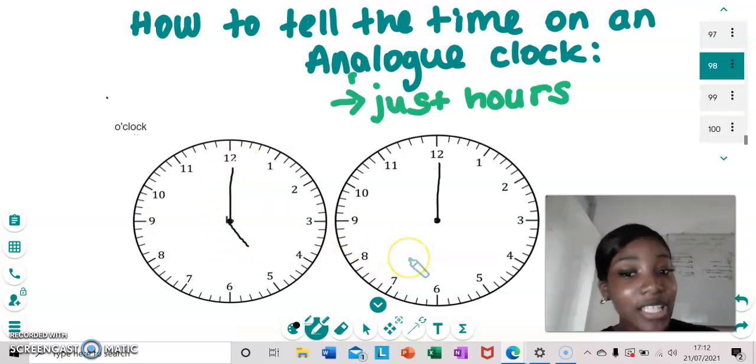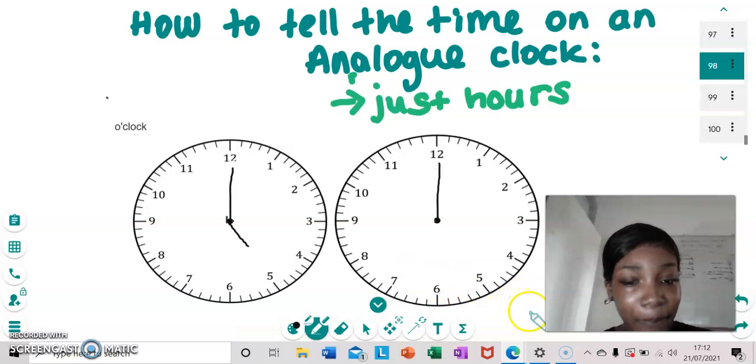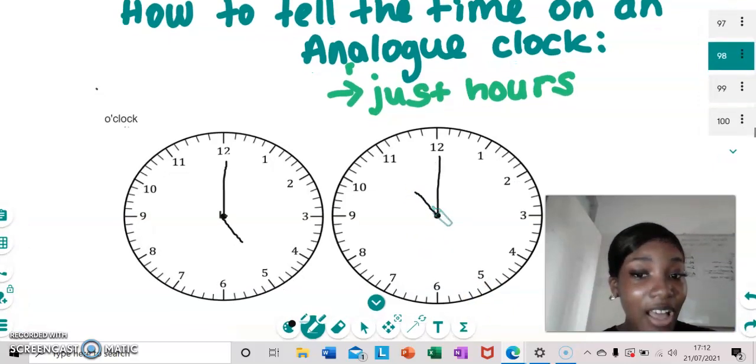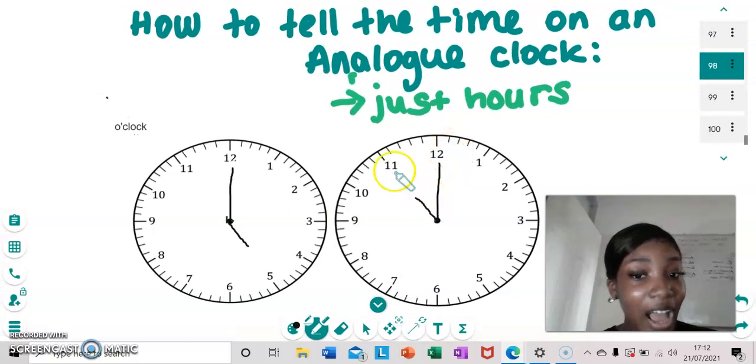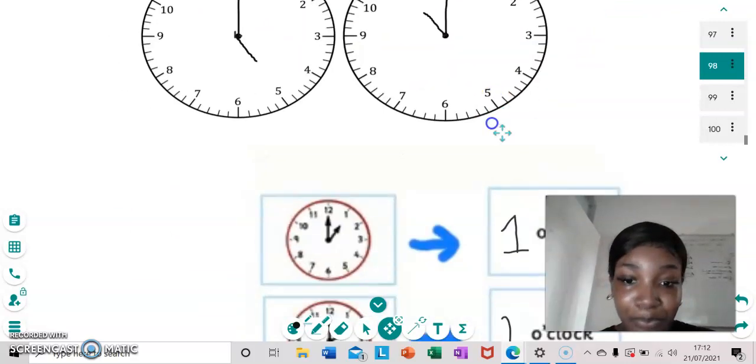Or if I asked you, could you please show me what a clock would look like if it was 11 o'clock, where would you draw the line? Yes, so the line would go here, shorter than the long hand and pointing to the 11, okay? So I've got a little exercise below to help consolidate our knowledge and to help us really practice how to tell the time and what a clock would look like if it was a certain time, okay?